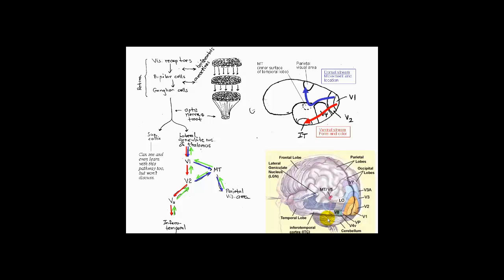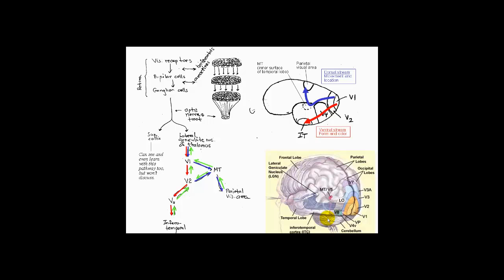The ventral stream is also sometimes called the what stream, and the dorsal stream is sometimes called the where stream. What and where. The what stream has to do with analyzing what the thing you're looking at is, and also the details of its shape, its color, things like that. The where stream, the dorsal stream, is concerned with analyzing where in the visual field the object is. Is it over here or over there? The what stream doesn't care about where it is. It only cares about what it is, not where it is.